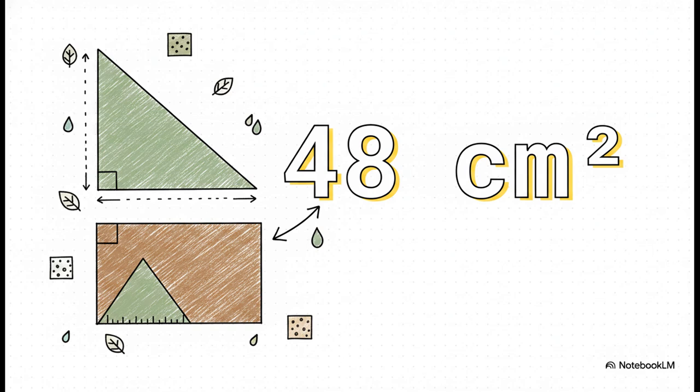Imagine you've got a triangle with a base of 12 centimeters and a height of 8 centimeters. First step, we multiply 12 by 8, which gets us 96. But hold on, remember our secret. That 96 is the area for the whole parallelogram. To find just our triangle, we have to take half of that 96, which gives us our final answer, 48 square centimeters.